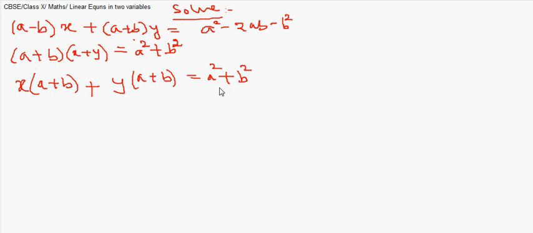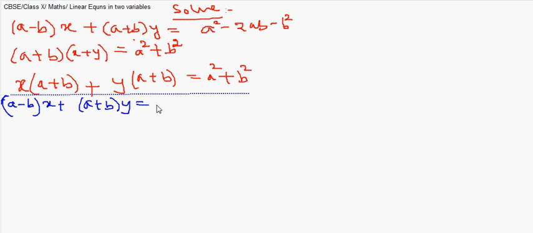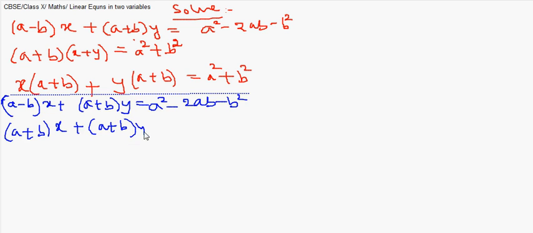Now let me just write down both these equations in the same form. The first one being, I'll just draw a line here. I'm getting a minus b x plus a plus b y equals a square minus 2ab minus b square, and the one we derived, it's a plus b x plus a plus b y equals a square plus b square.